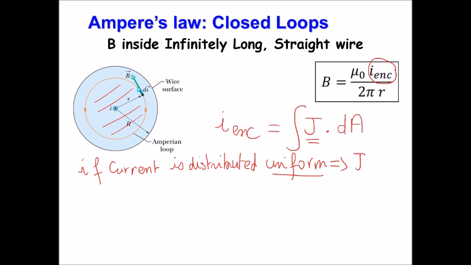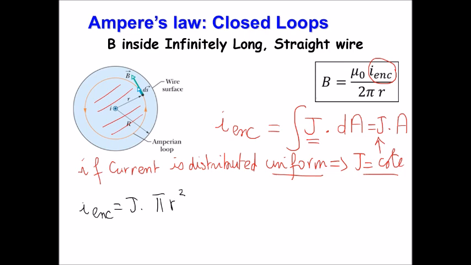G is equal to what? G is a constant. If G is a constant, well, we know that I enclosed, what is it? That's G times the area, if G is constant. Okay? So what we get from that? I enclosed, what is it? That's just G times the area. Well, the area is pi small r squared.